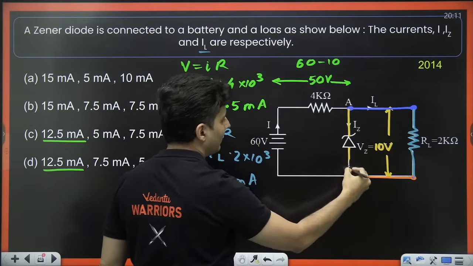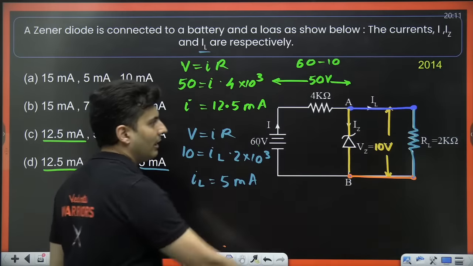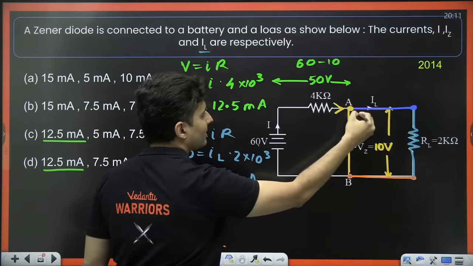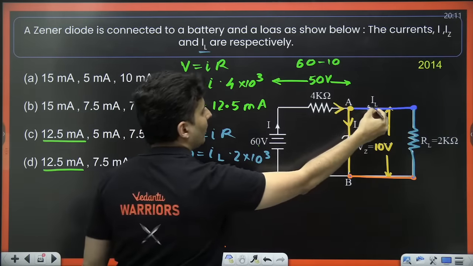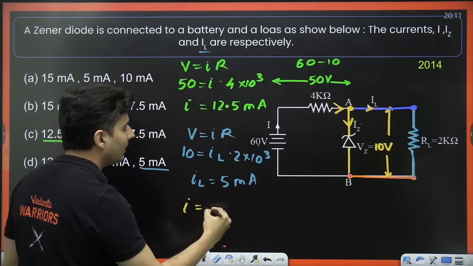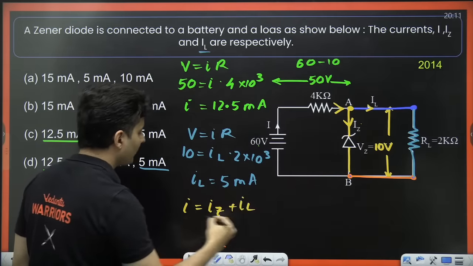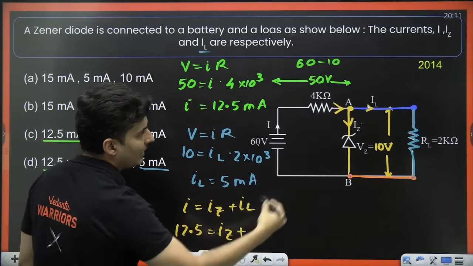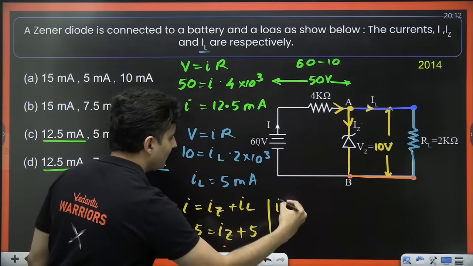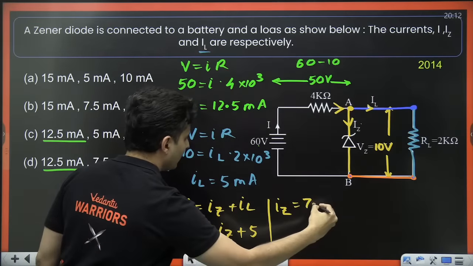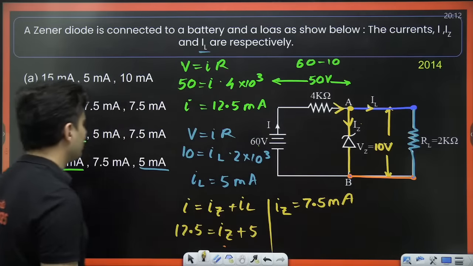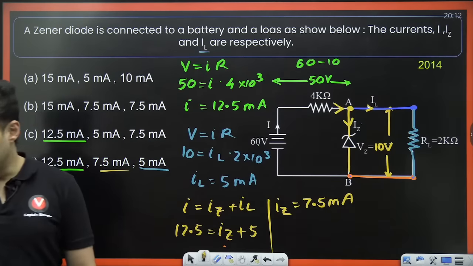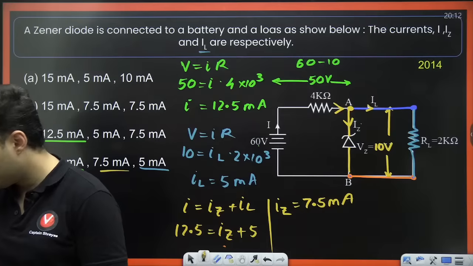For this particular Zener diode, if I want to find IZ, what I will do is, at this junction, I'll apply Kirchhoff's current law. Look at this. Current entering in is current exiting out. So this is 12.5. IZ, I don't know. IL is nothing but 5. From this, IZ is nothing but 7.5 milliamperes, which is right over here. So that is option number D. Is that right, everyone? Very good.